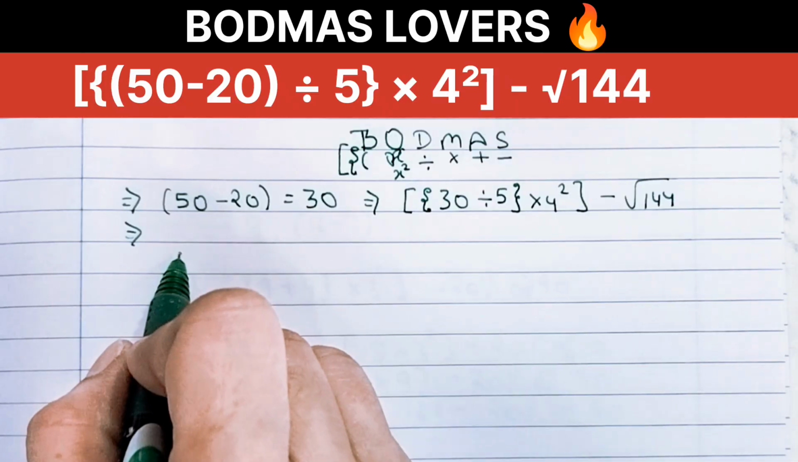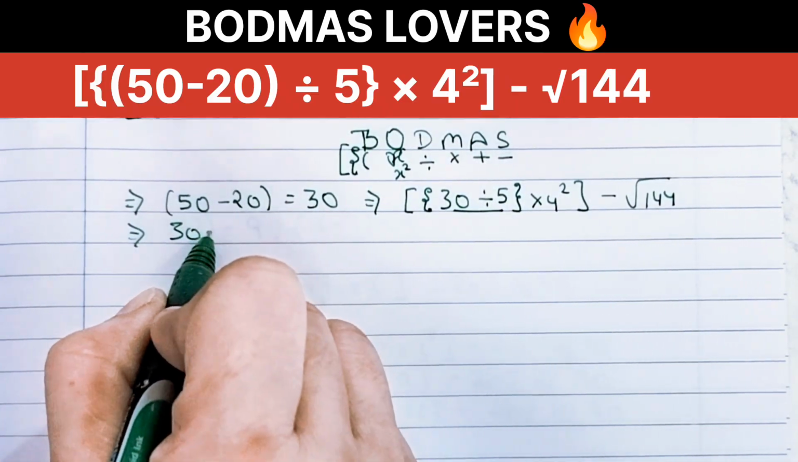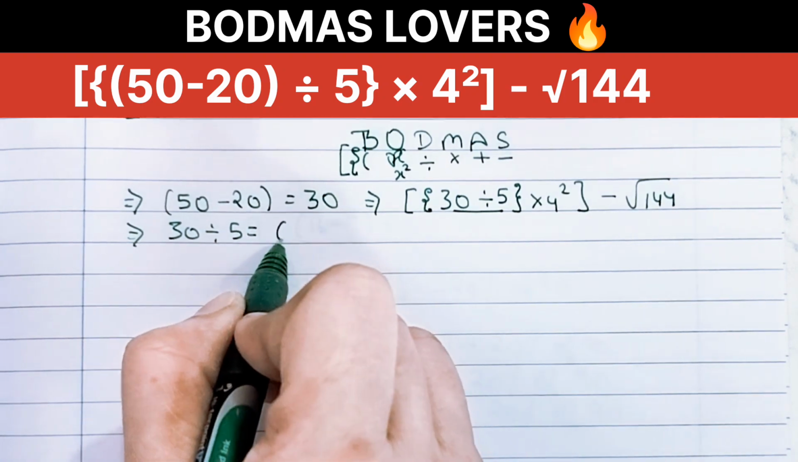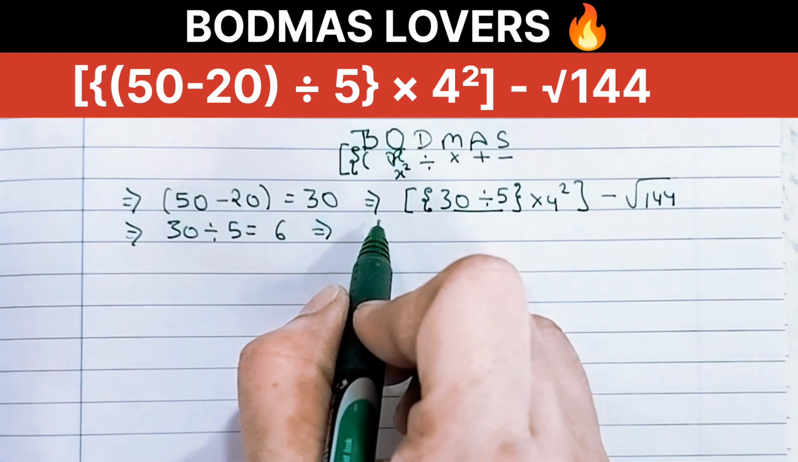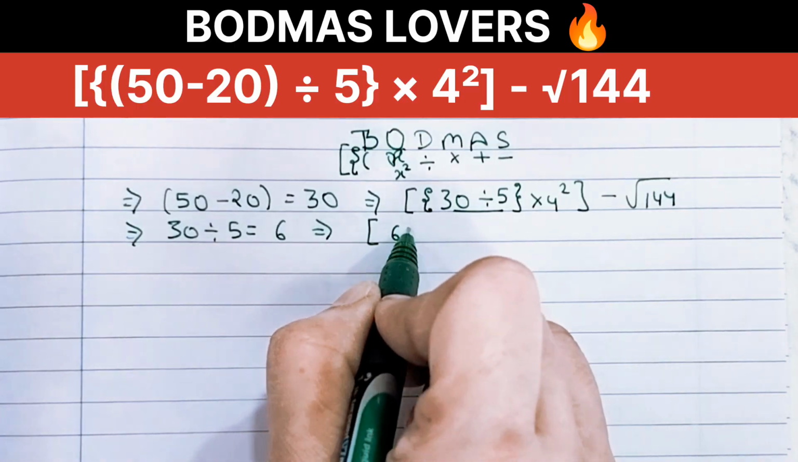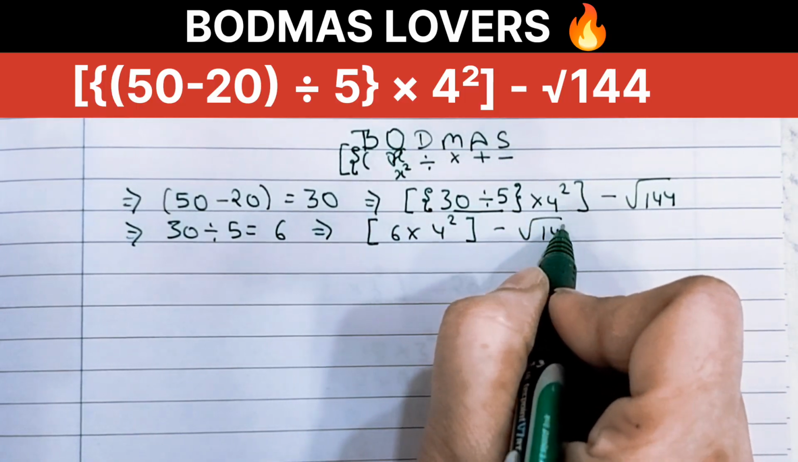Now move to the next step, solve the curly braces. In curly braces there is a division. Now calculate the division. 30 divided by 5 will get 6. According to this step, work outward to the next set of brackets and now the current expression becomes square bracket 6 multiplied by 4 power square, square bracket, minus root 144.